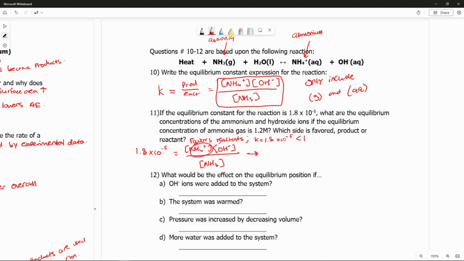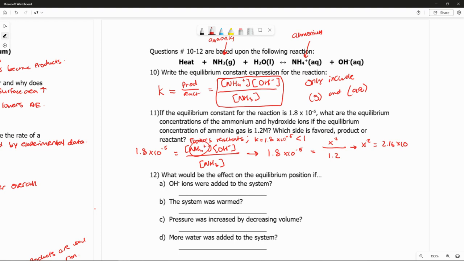So this and this we do not know, so we're going to call those both x's. But in this scenario, we do know NH3 because they gave it to us as 1.2 molar. So x squared on top, since we don't know what these are and they're multiplying each other. So x times x is x squared. And below we have 1.2 molar. Multiplying this to this, we're going to get x squared alone.